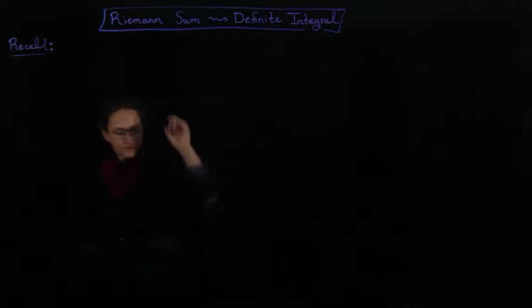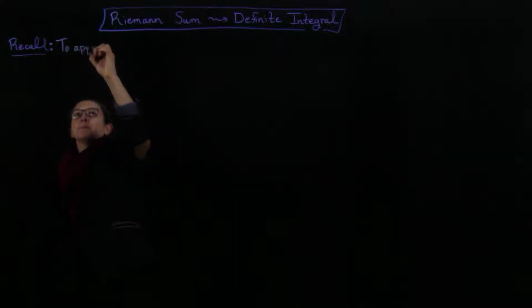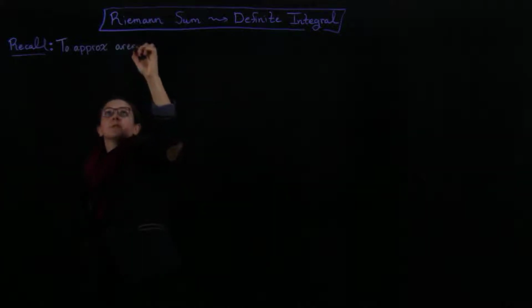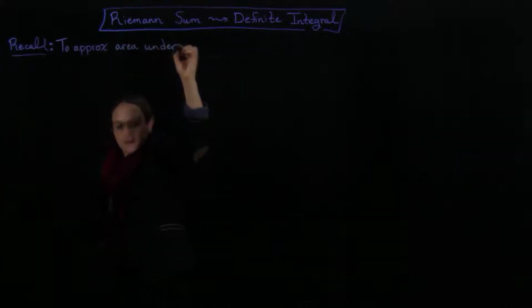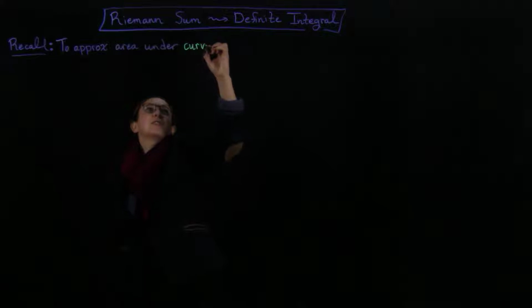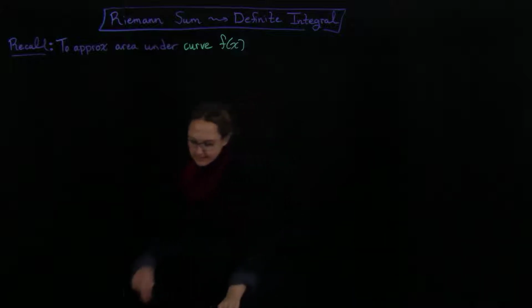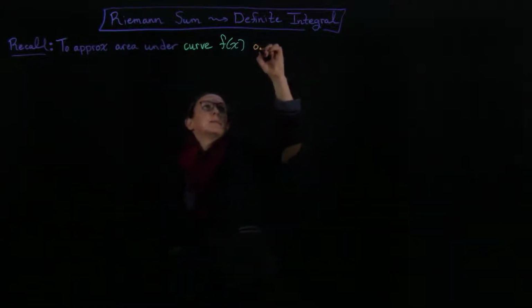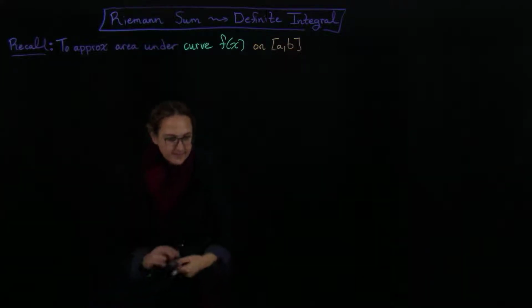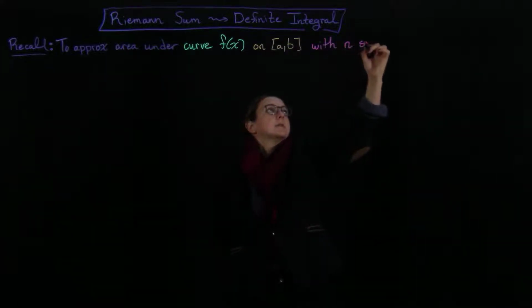Approximating the area under a curve. So area under a curve f of x, or some other function, but we'll just call it f of x for the moment, on the interval AB, and we have n subintervals.